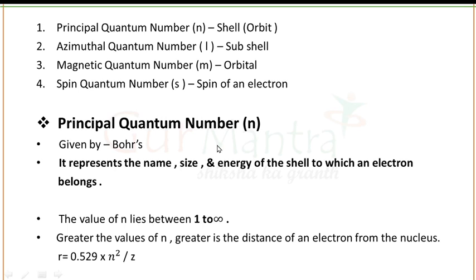As the value of principal quantum number n increases, the distance of an electron from the nucleus also increases. This can be confirmed by the following result. As you know, the formula of radius is r equals 0.529 into n square by Z. By this formula, as you can see, r, which means distance, is directly proportional to n square. Therefore, as the value of n increases, distance of electron from the nucleus also increases.